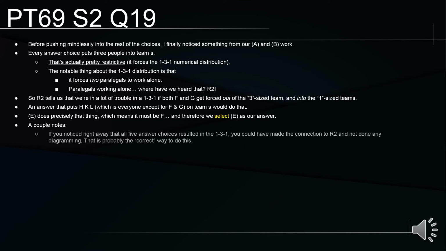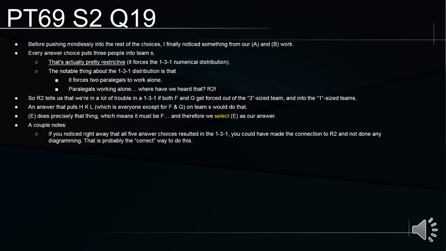So a couple of notes here. If you noticed right away, even without doing diagramming on A and B, that all 5 answer choices resulted in the 1-3-1 distribution, you could have made the connection to Rule 2 and not done any of the diagram work that I did for A and B. That is probably the quote-unquote correct way to do this in terms of how the designers wanted people to do it.